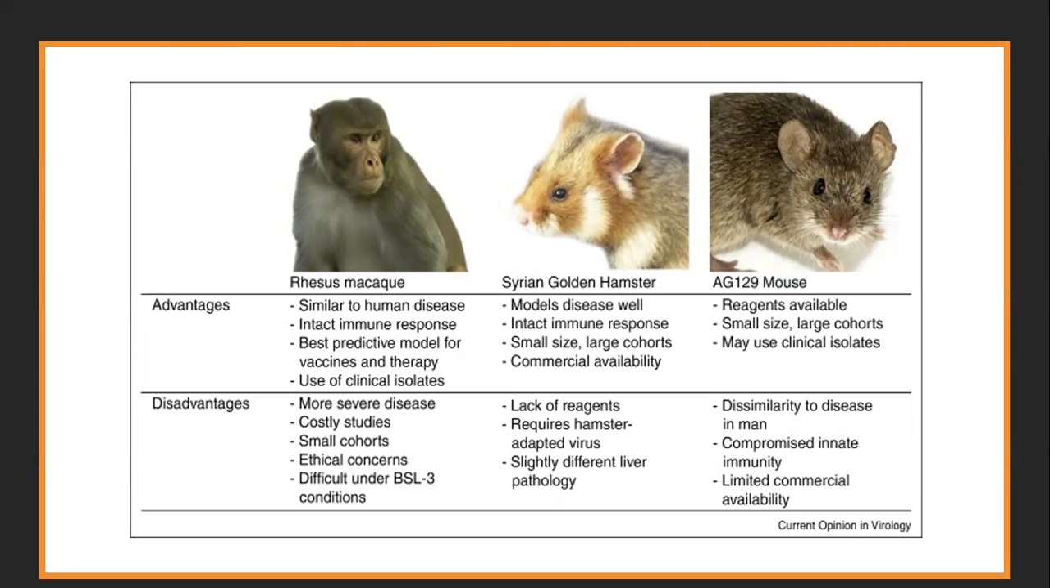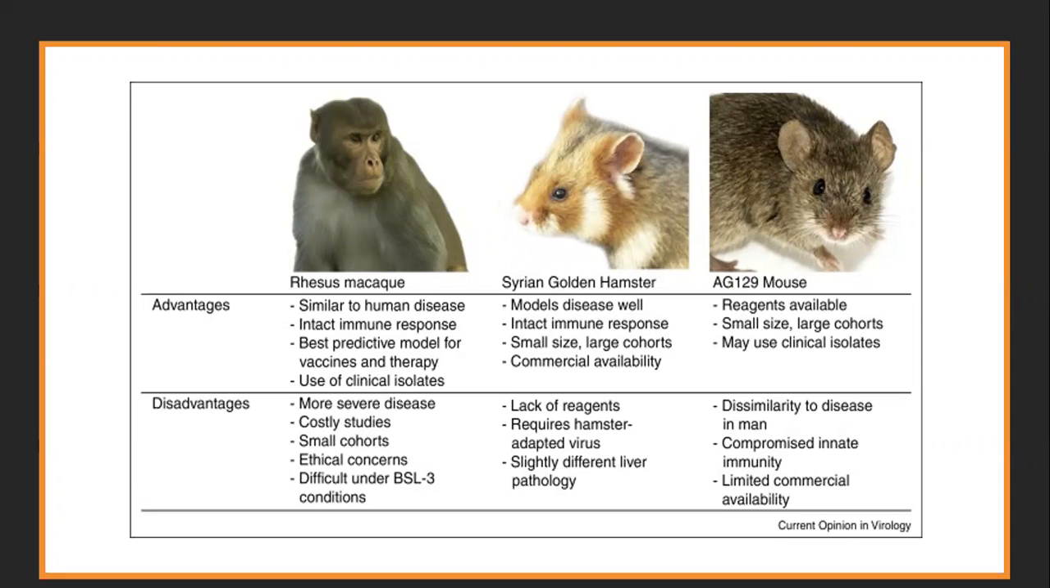So it is similar to human disease and it has intact immune response and best predictive model for vaccines and therapy. While our golden hamster models disease well and has intact immune response and commercial availability is okay kasi mabilis mag-reproduce ng hamster. And we also have the AG129 mouse. Reagents available, so many used for clinical isolates.